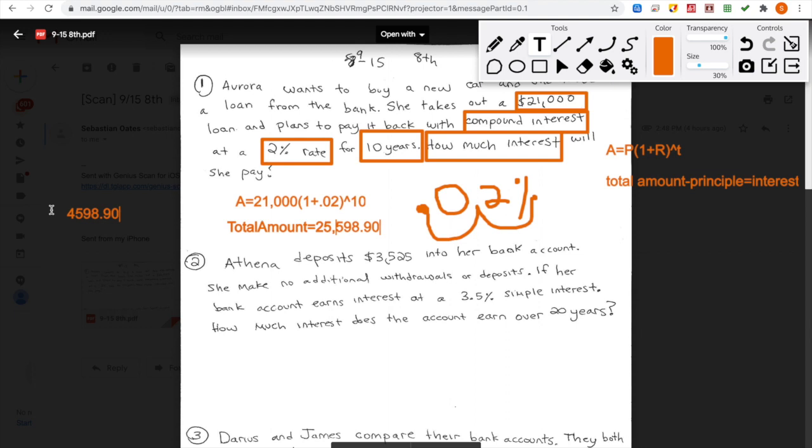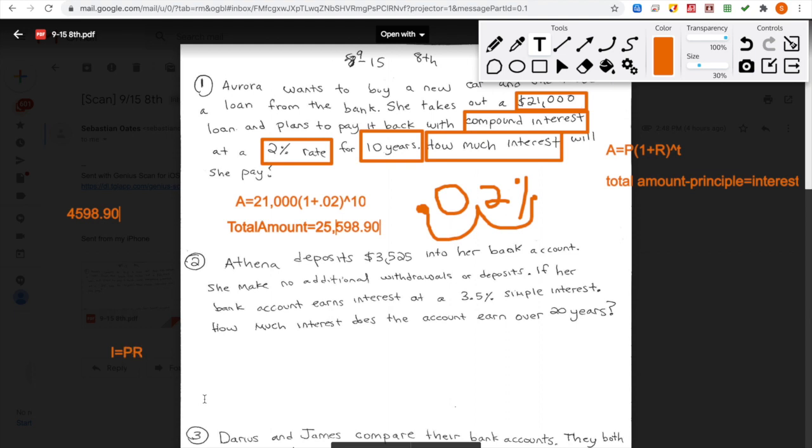We're going to take a look at number 2. Athena deposits $3,525 into her bank account. She makes no additional withdrawals or deposits. If her bank account earns an interest at 3.5% simple interest, how much interest does her account earn over 20 years? So I know this one has to do with simple interest, so I'm going to go ahead and write that.